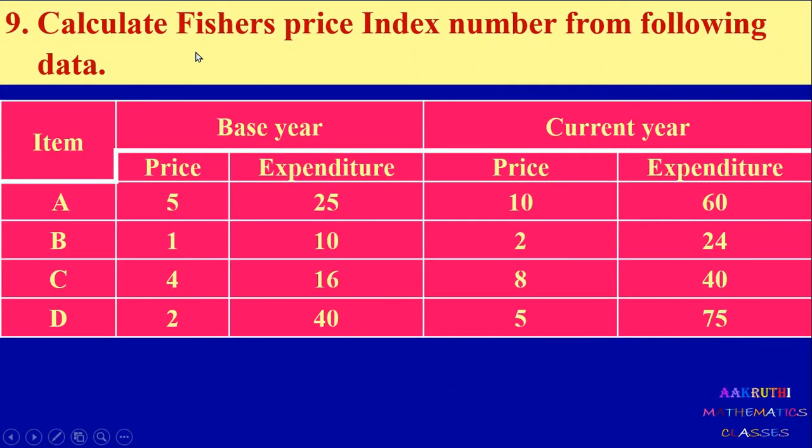So next problem, calculate Fisher's price index number from the following data. Here the base year price and base year expenditure are given, and also the current year price and current year expenditure are given. Expenditure is the product of price and quantities, P into Q. Base year expenditure is P0 into Q0 and current year expenditure is P1 into Q1. So P0 Q0 and P1 Q1 are given. First we have to calculate Q0 and Q1 and all the other products, and then use the same formula. Substituting all these values, you calculate Fisher's price index number.